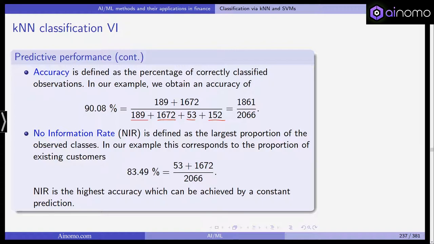The no information rate is defined as the largest proportion of the observed classes. In our example, this corresponds to the proportion of existing customers. So we take 53 plus 1,672, again divided by the total number of observations. So it's the highest accuracy which can be achieved by constant prediction, meaning what?